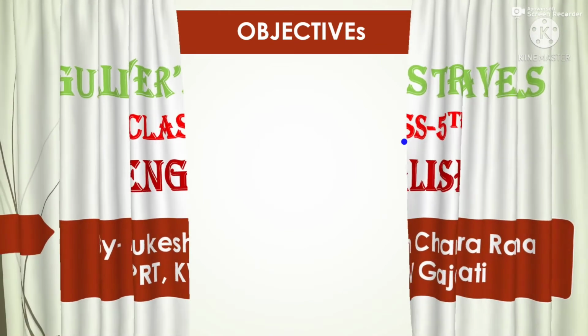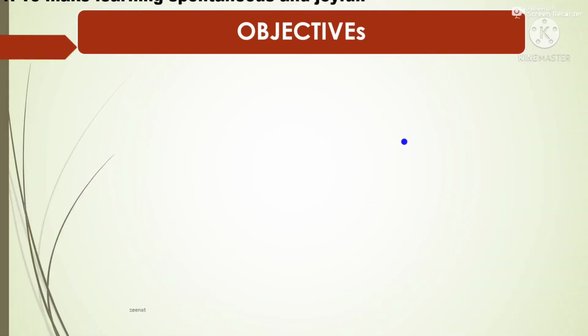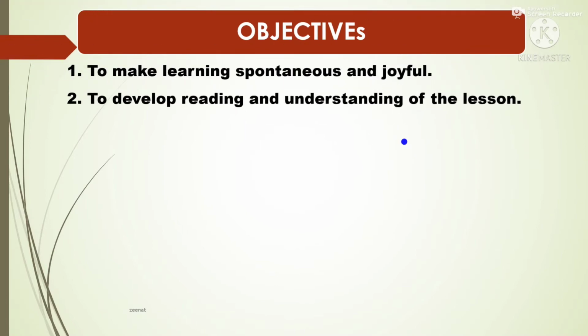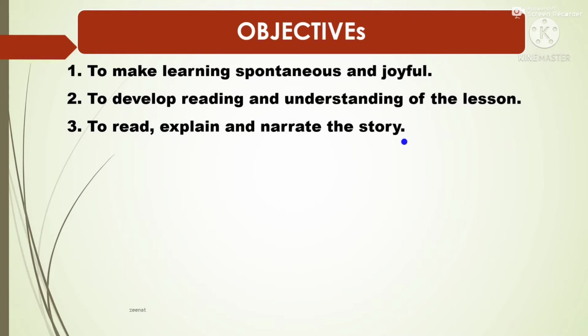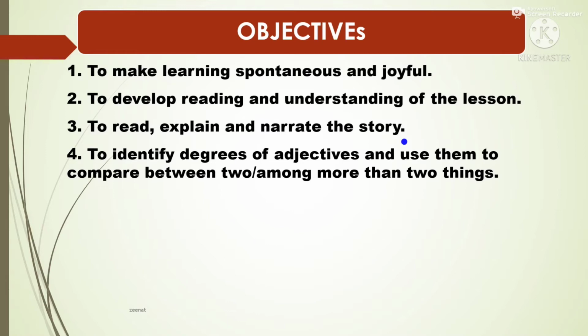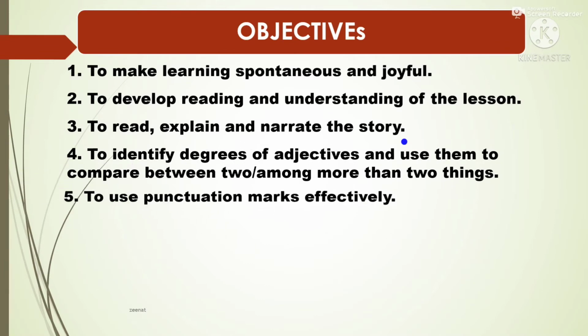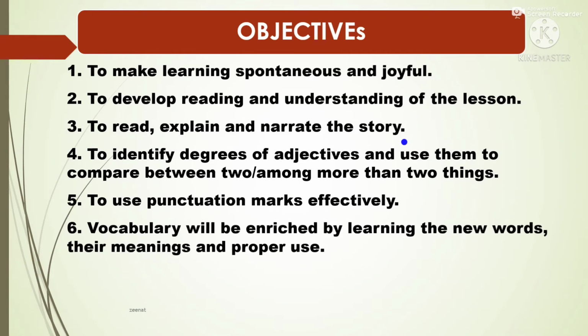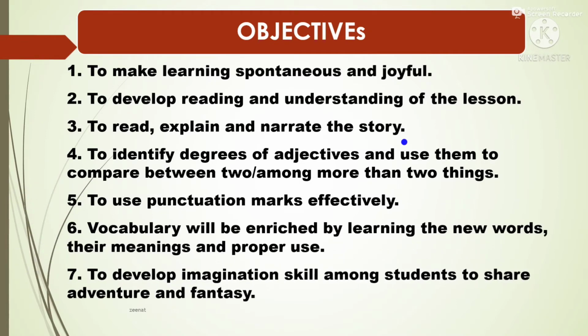So what will be the objectives of today's lesson? First one, to make learning spontaneous and joyful. Second one, to develop reading and understanding of the lesson. To read, explain and narrate the story. To identify degrees of adjectives and use them to compare between two or among more than two things. To use punctuation marks effectively. Vocabulary will be enriched by learning the new words, their meanings, and proper use. To develop imagination skill among students to share adventure and fancy.